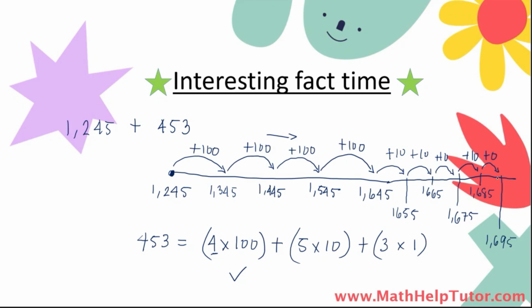And then we add 3 ones. Well, we're done with the tens. Now we're going to add 3 ones. Skip count 1, 2, 3, or we can just do this, plus 3. So 1695 plus 3 gives us the answer. 5 plus 3 is 8. So the answer is 1698.